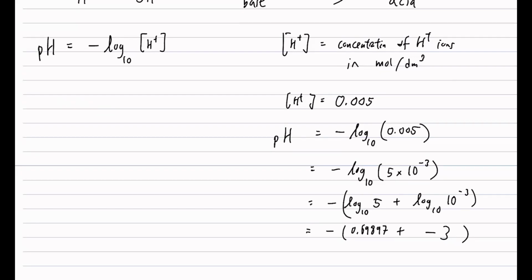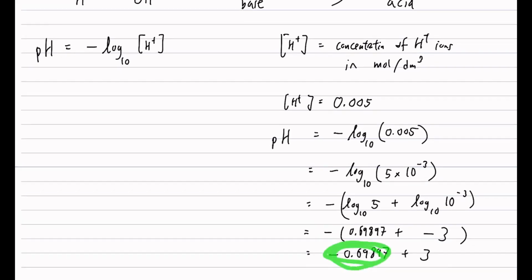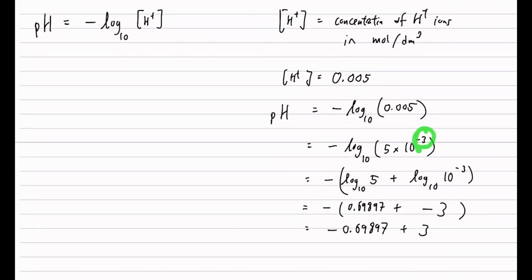You can have a negative in front. So what do you notice about this negative in front? You have to distribute. So that means you get negative 0.69897, then plus 3. So let's pretend that this value is insignificant, wouldn't it mean that the main contributor to this pH would be this plus 3 here? Minus away some decimals, maybe 2 point something. So that means this power here is the main contributor of the pH level.